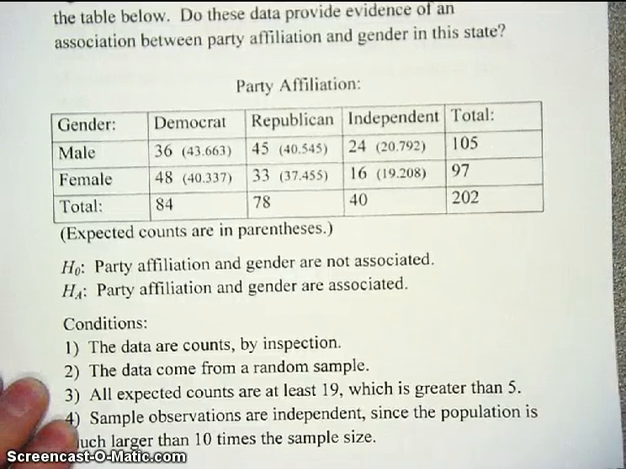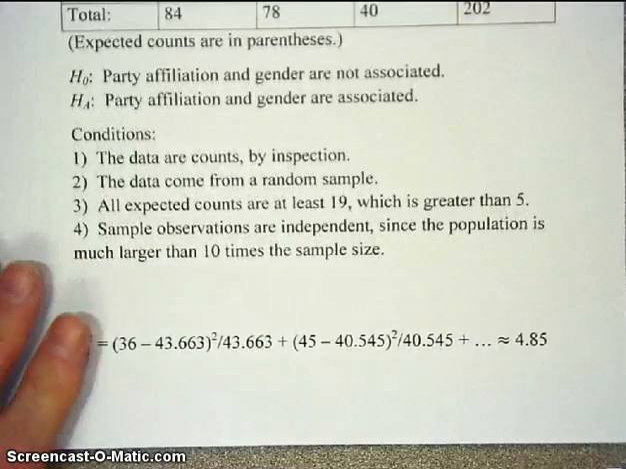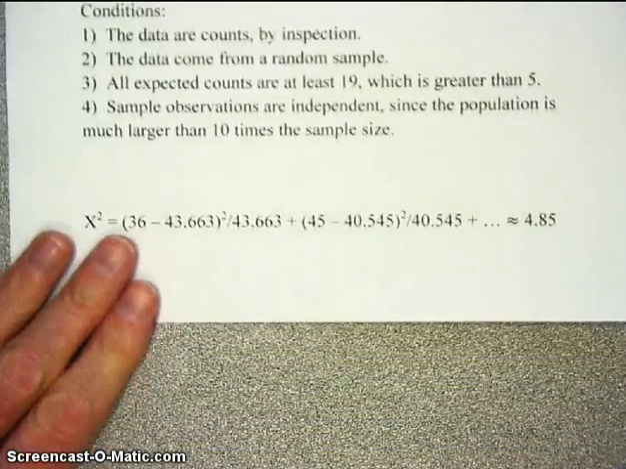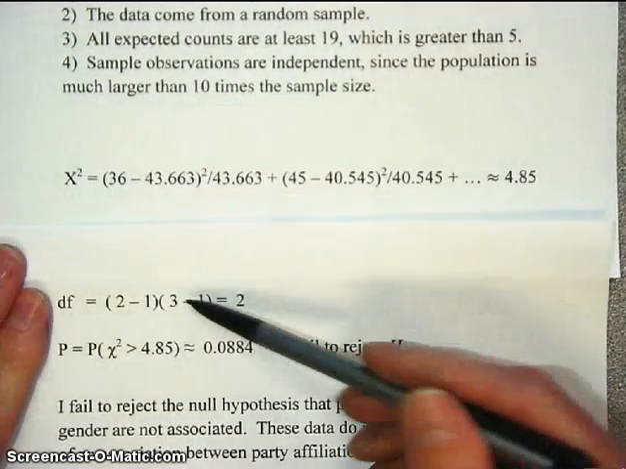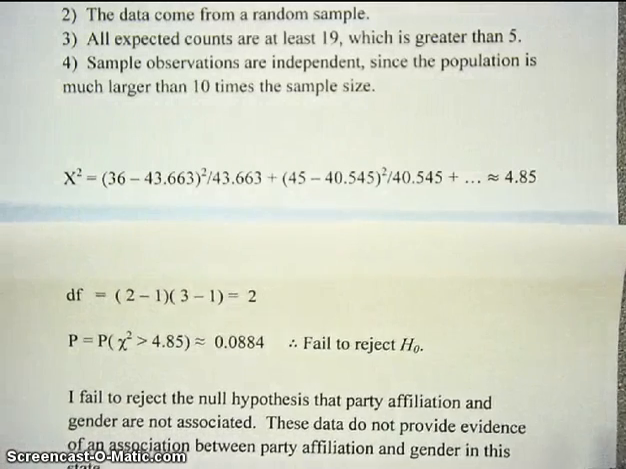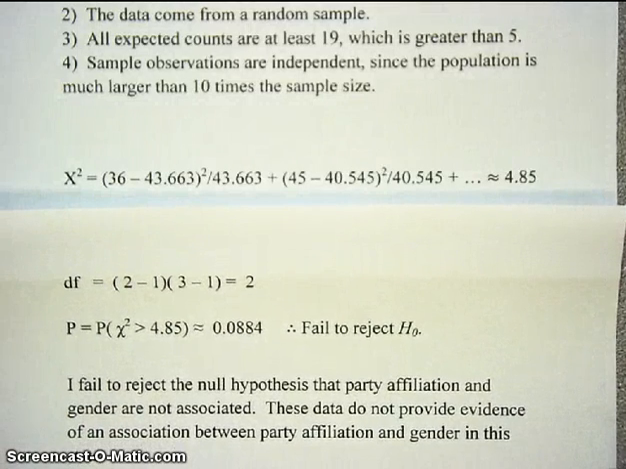When I calculated the chi-square statistic, I got 4.85 for the value of that statistic, and the degrees of freedom are 2 minus 1 times 3 minus 1, or 2, and the p-value is about 0.0884, and that's not small enough for me to reject the null, so I failed to reject the null hypothesis that party affiliation and gender are not associated. These data do not provide evidence of an association between party affiliation and gender in this state.